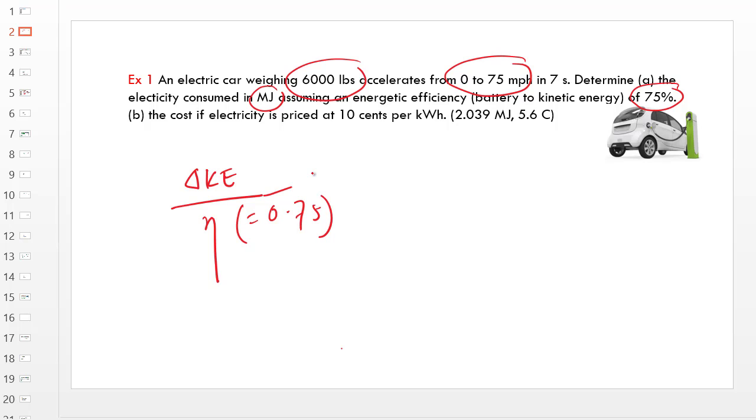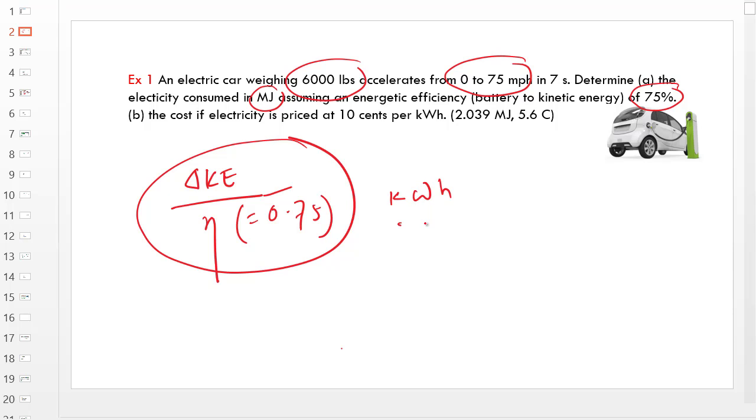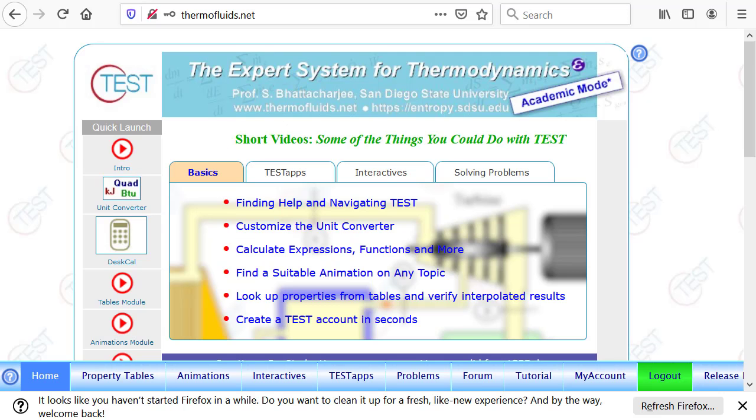The second part is the cost of the electricity. If we know how much electricity is consumed in any unit, we can convert that to kilowatt hour, the standard unit for electrical consumption, and then we can figure out the price, because 1 kilowatt hour costs 10 cents. So we'll solve the problem using the DeskCal, one of the simplest TESTapps.